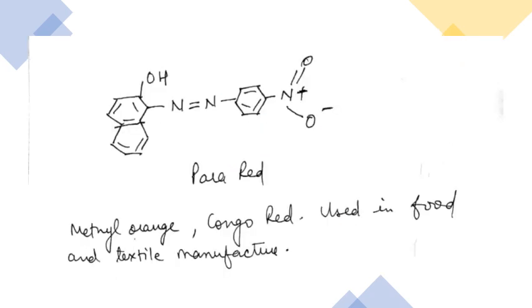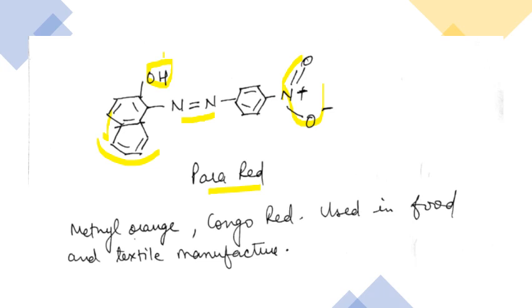So here you can see an example of the azo dye. It is called para red, having these two naphthalene groups with the hydroxyl group here, and having N double bond N. N double bond N is the primary chromophore present here, and the nitro group is there also. So it is a para red dye.